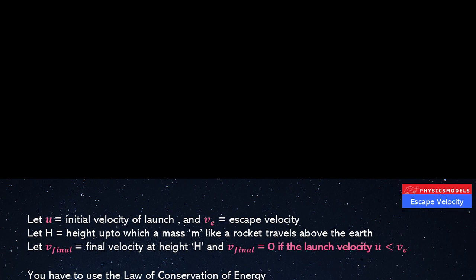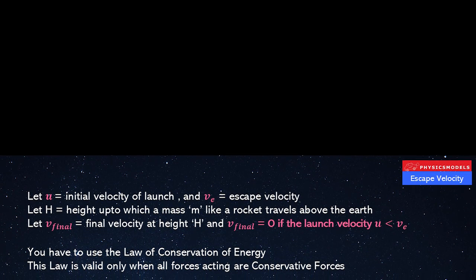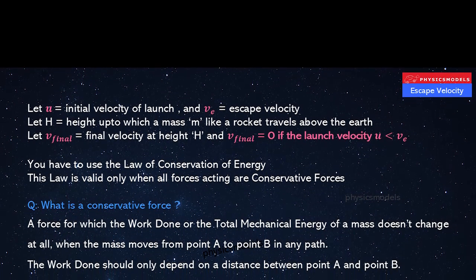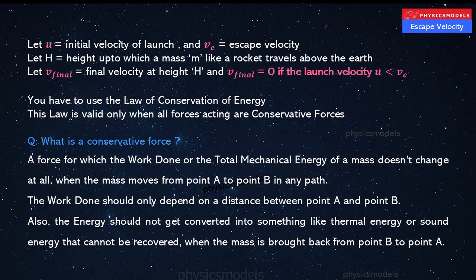We have to use the law of conservation of energy to get the equation and relationships between height h and escape velocity. Conservative force means that the work done by the force, which is equal to the energy, will be the same. The work done will be the same whether we move the rocket from point A to point B in a straight path or in a curved path or in a wavy path. The initial and final energies will be the same, not depending upon the flight path of the rocket.